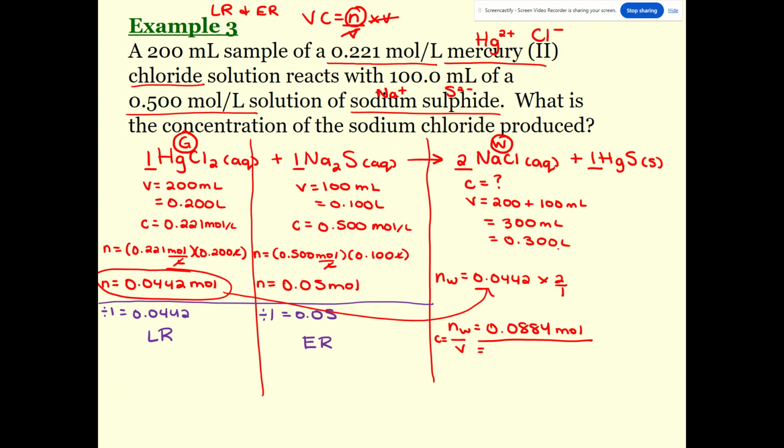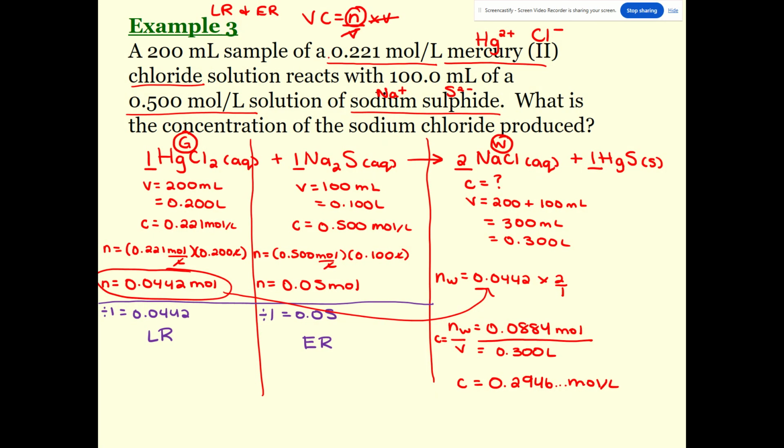Okay, our V again, of our products, are floating around in 0.3 liters, both products, if I was looking for either of them. Okay, the products are always floating around in the total volume of the two solutions that you've mixed together. So our concentration is 0.2946 moles per liter.